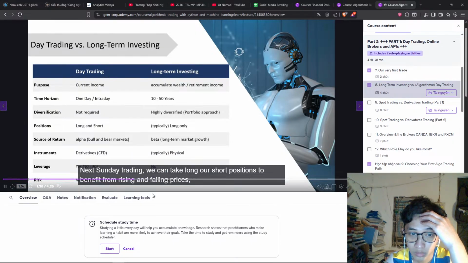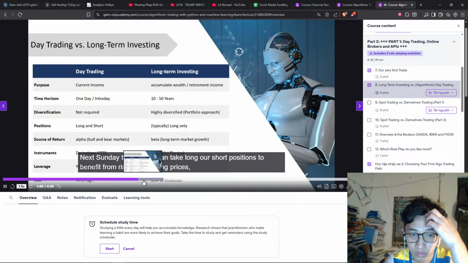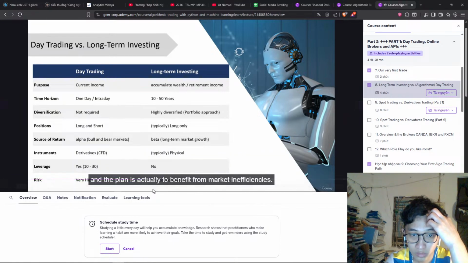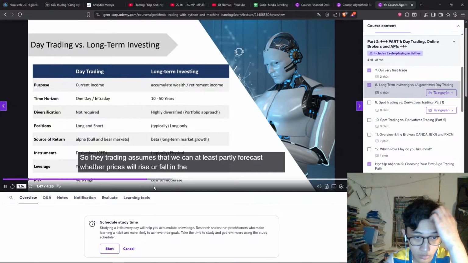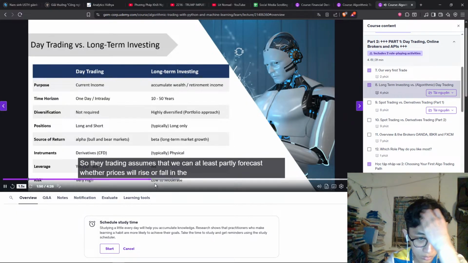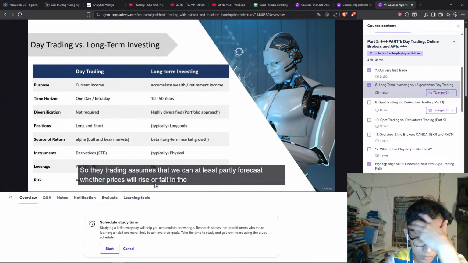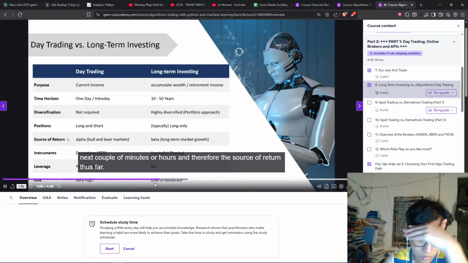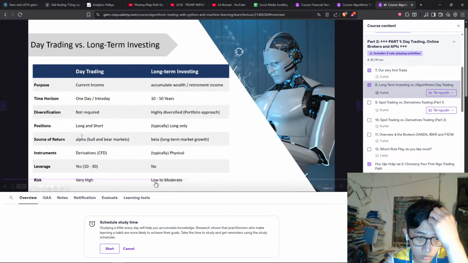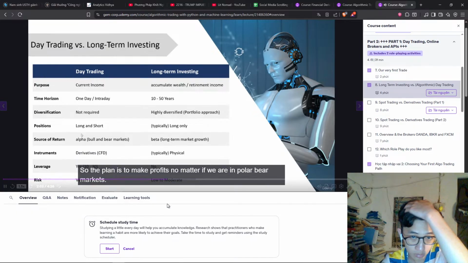Next, in day trading, we can take long or short positions to benefit from rising and falling prices, and the plan is actually to benefit from market inefficiencies. So day trading assumes that we can at least partly forecast whether prices will rise or fall in the next couple of minutes or hours, and therefore the source of return is alpha. So the plan is to make profits no matter if we are in bull or bear markets.